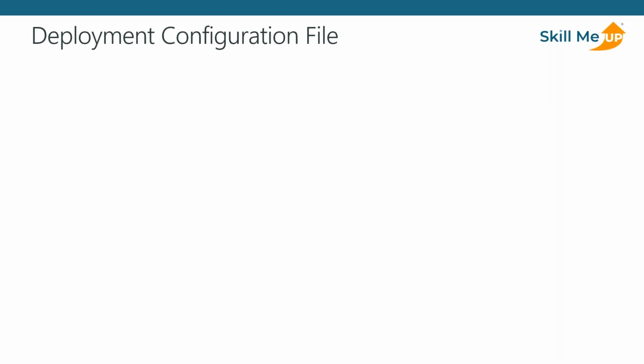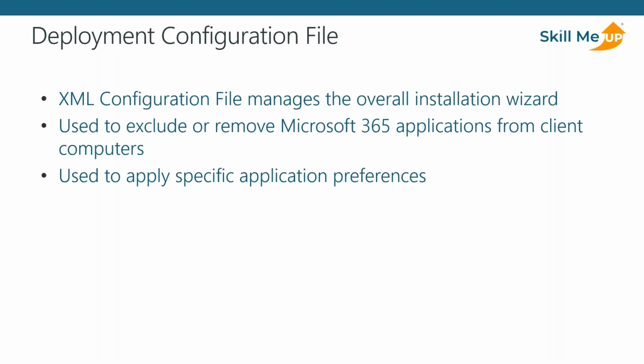The critical thing here is the deployment configuration file itself. This is an XML configuration file that will manage the overall installation wizard. You can use this XML file to exclude or remove Microsoft 365 applications from the client machines as part of the install. You can also apply specific application preferences, such as, do I want to show the license agreement as part of the install? Is it going to be a silent install?